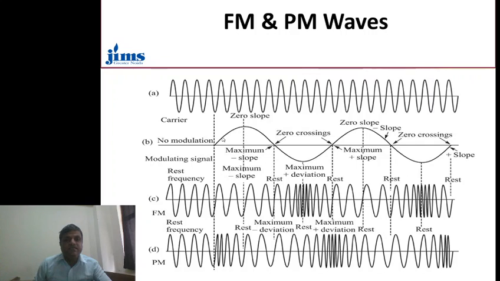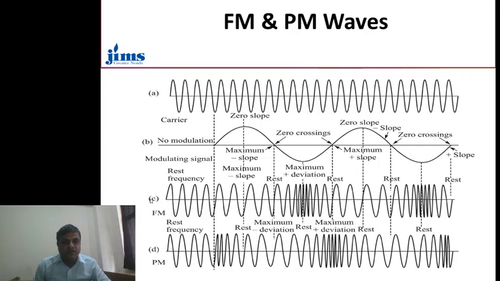So first we fix some terms in the message signal, for example maximum slope, then the maximum deviation, then its zero crossing, and then the maximum. So we put some markers to show the maximum slope, the zero crossing, and the zero slope. Then our modulated signal, C, actually represents the frequency modulated signal.